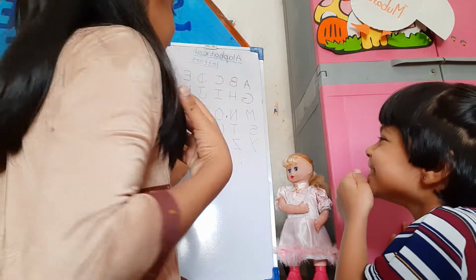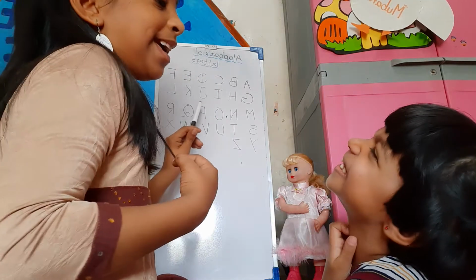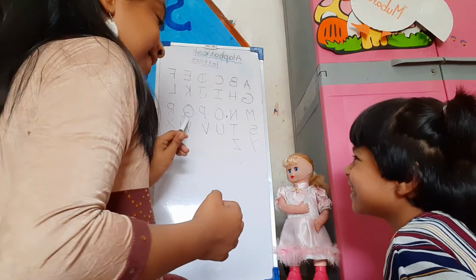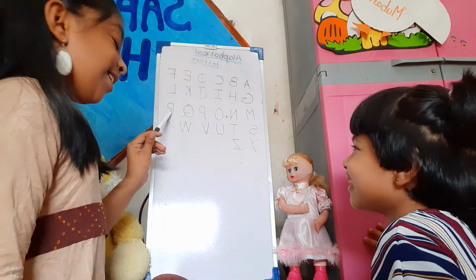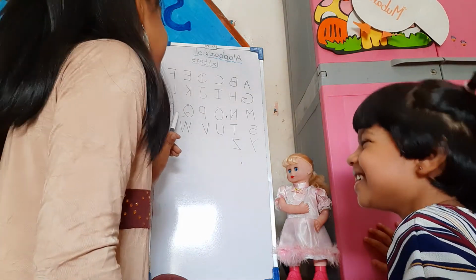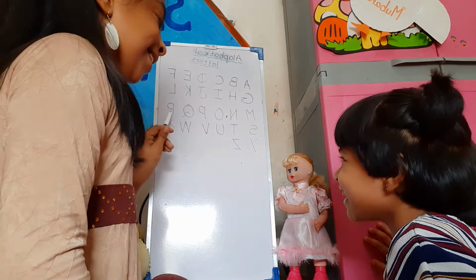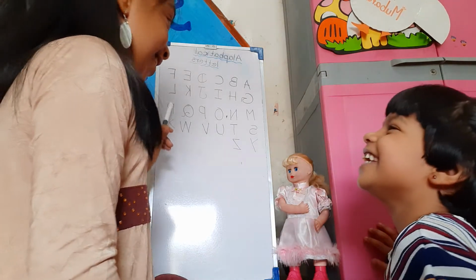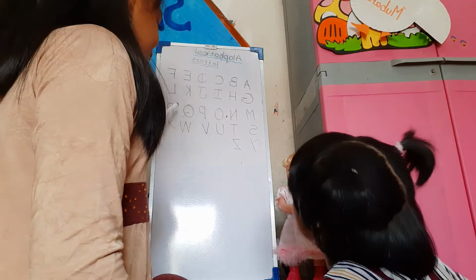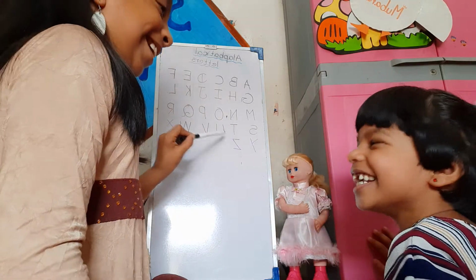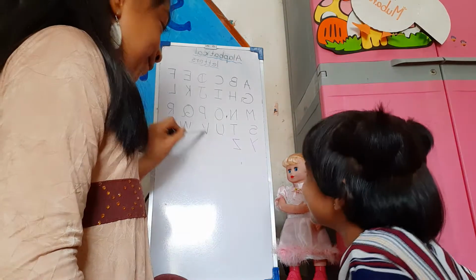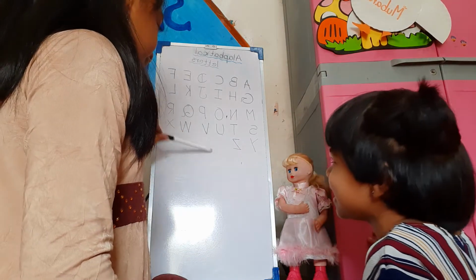So okay. What's this? Say P. Q. Okay. No, it's R. Say R. S. T. U. V.